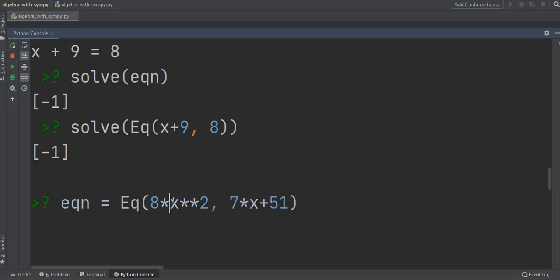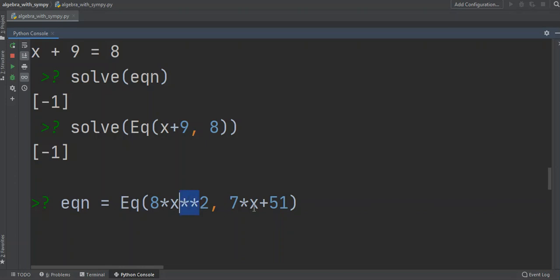So if we do this, what is this? Okay, so Eq, so it's an equation. On the left side of the equals sign, we have 8 times x squared. So in other words, 8x squared. But notice you need to manually type in this star for multiplication here and here. If you were writing this by hand, you would write this as 7x plus 51, but you actually need the 7 times x plus 51 for this to work.